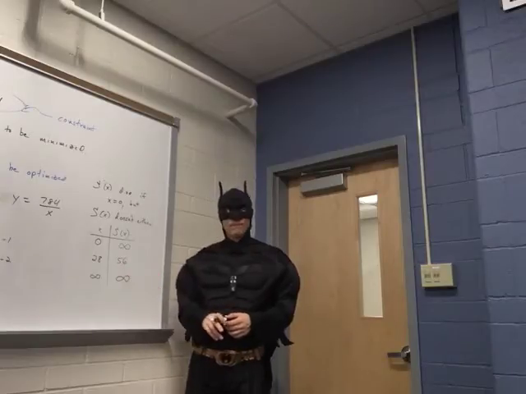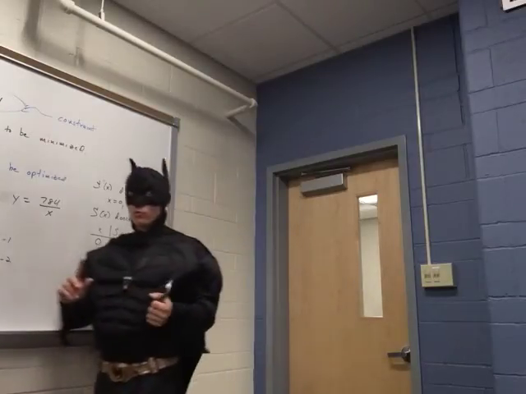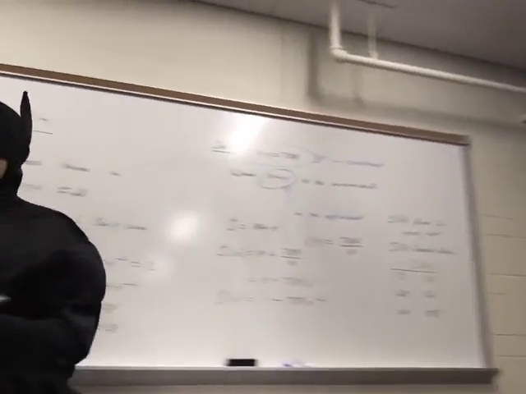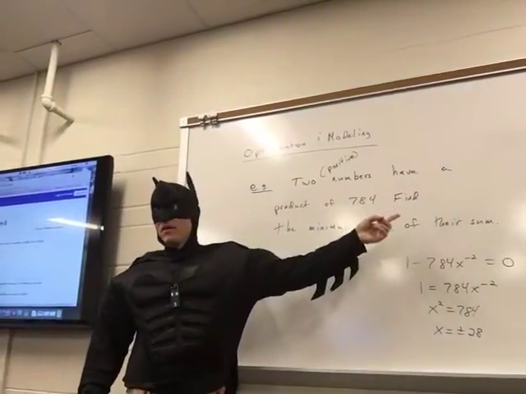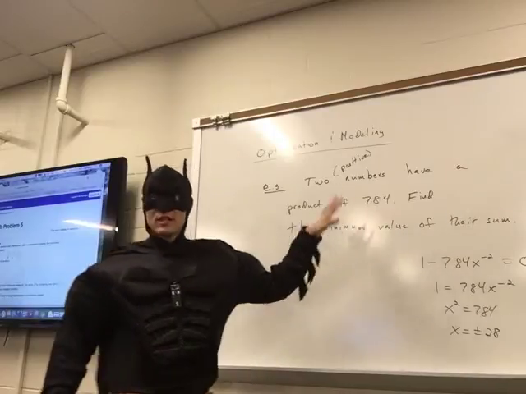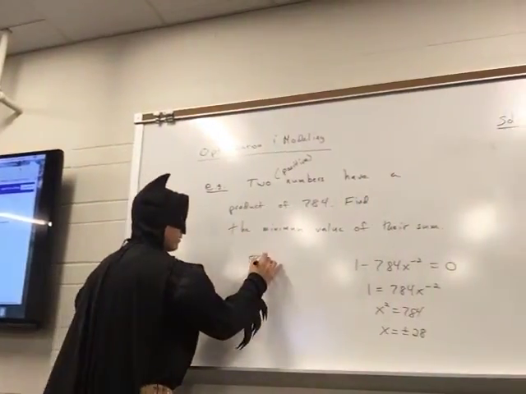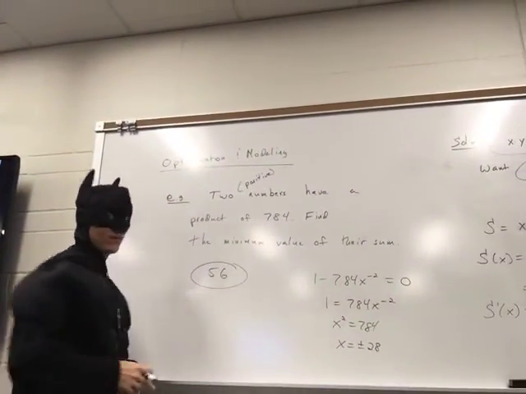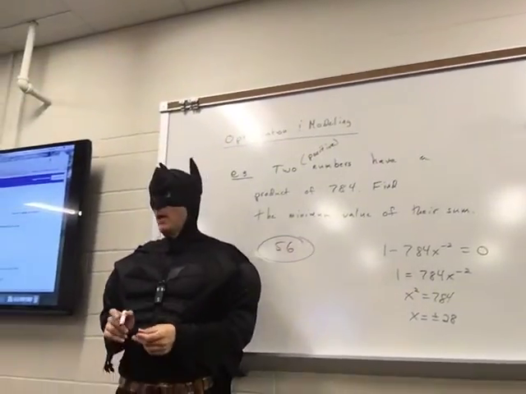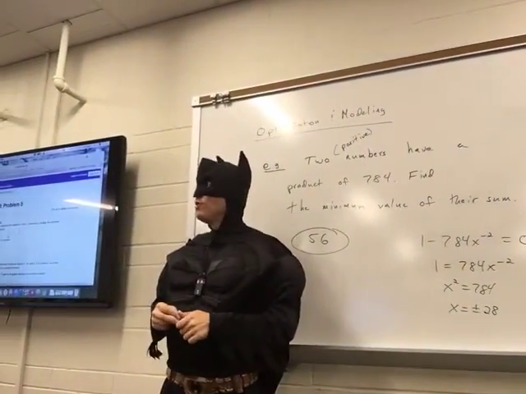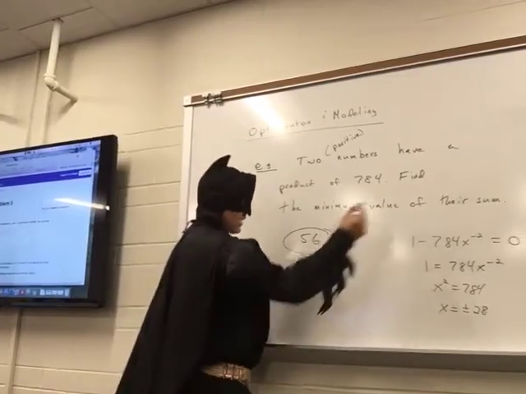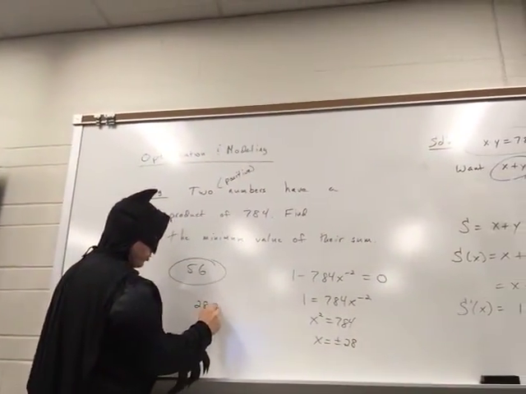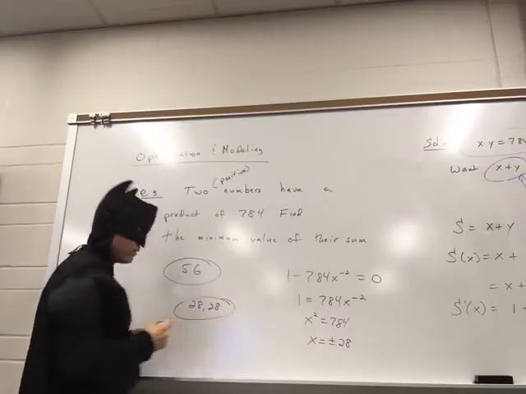the smallest sum. Now, this is where you have to be careful with word problems. I phrase this differently than sometimes books will. I asked you for the minimum value of their sum. The correct answer to this question is 56. It would be very easy to ask you, what are the two numbers? The two numbers would have been a different question, same work, than 28 and 28.